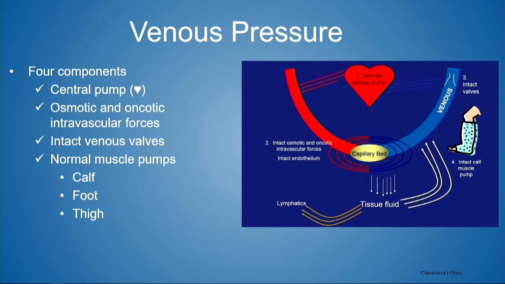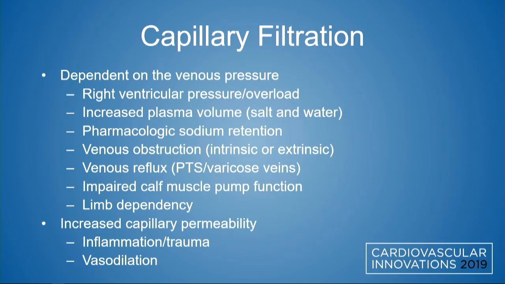So when we talk about venous pressure, there's really four components that help us control venous pressure. We have to have a normal central pump. We have those oncotic and osmotic forces at the level of the capillary bed. In order to support that column of blood going back to the heart, we have to have intact venous valves, and then we have to have a normal calf muscle pump to help pump that blood back up against gravity towards the right side of the heart.